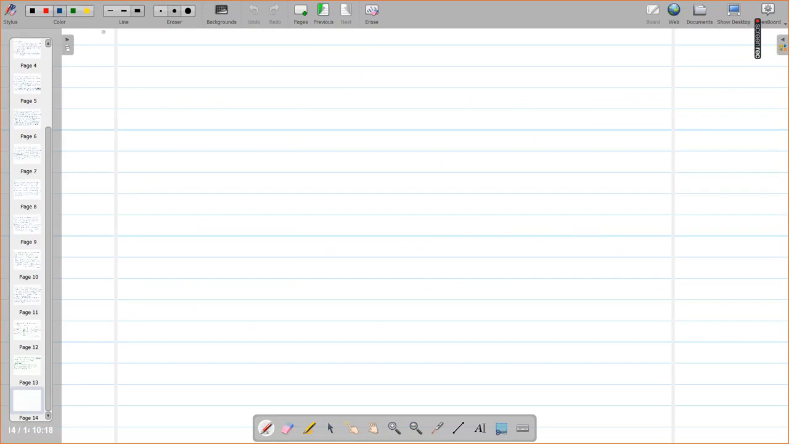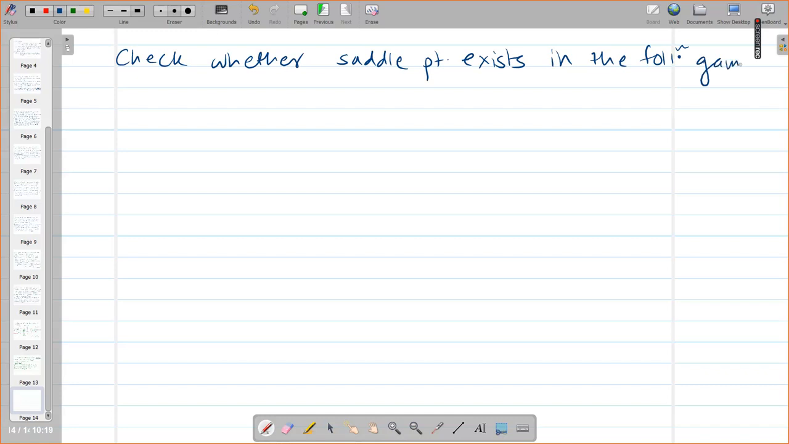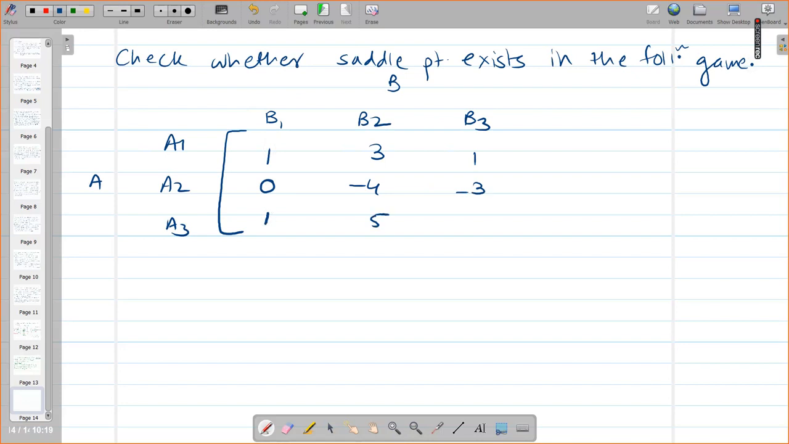Now you solve one problem. Check whether saddle point exists in the following game. प्लेयर ए के स्ट्रेटेजीज है A1, A2, A3. प्लेयर बी के स्ट्रेटेजीज है B1, B2, B3. 1, 3, 1, 0, -4, -3, 1, 5, -1.